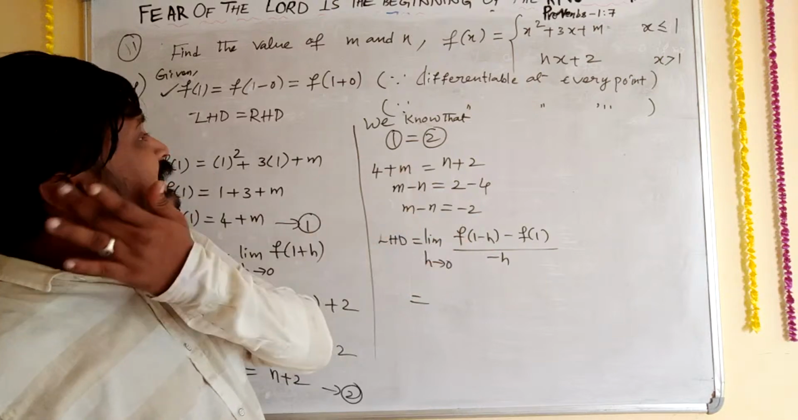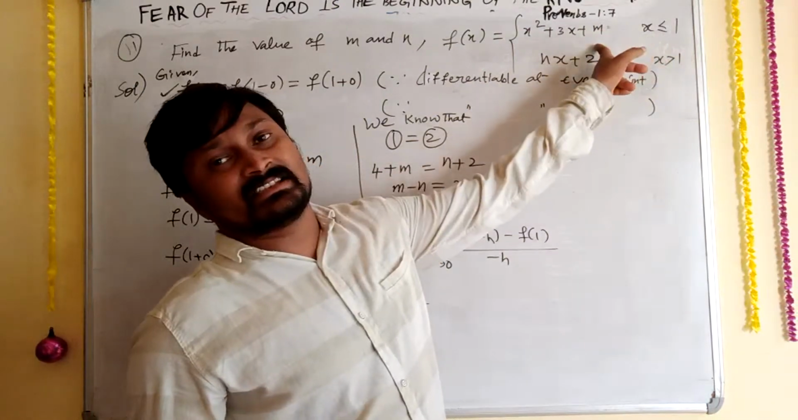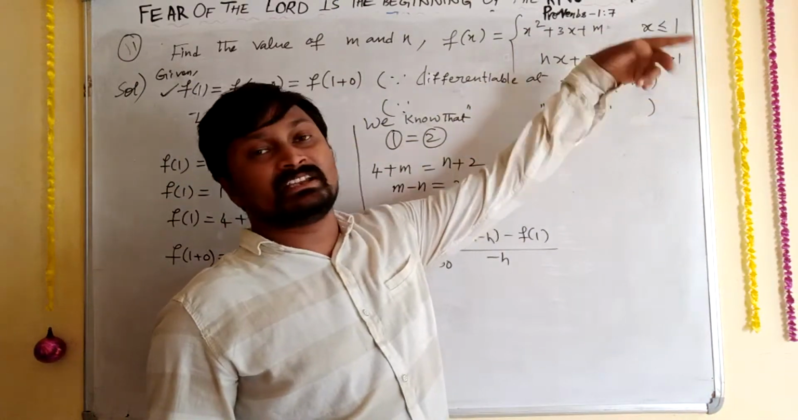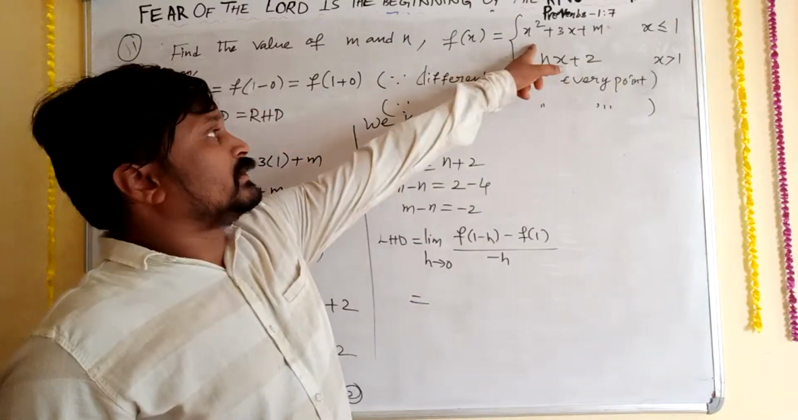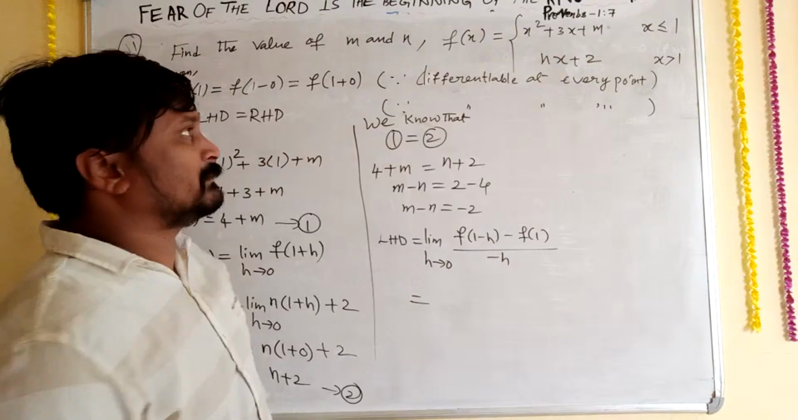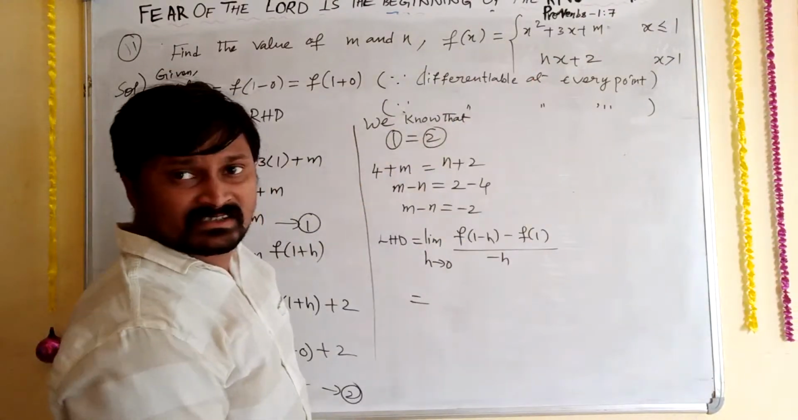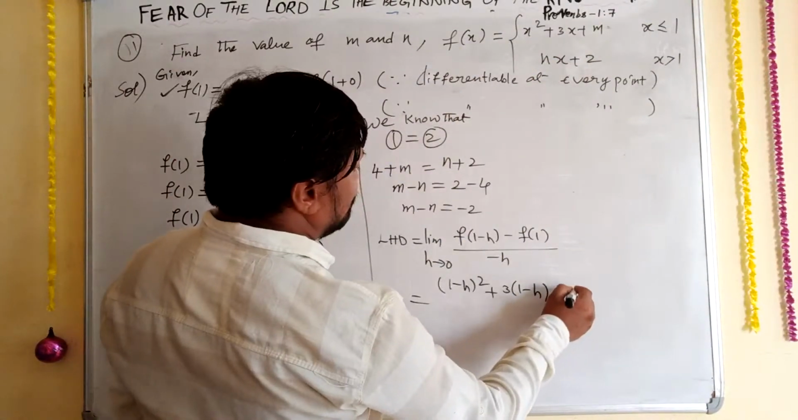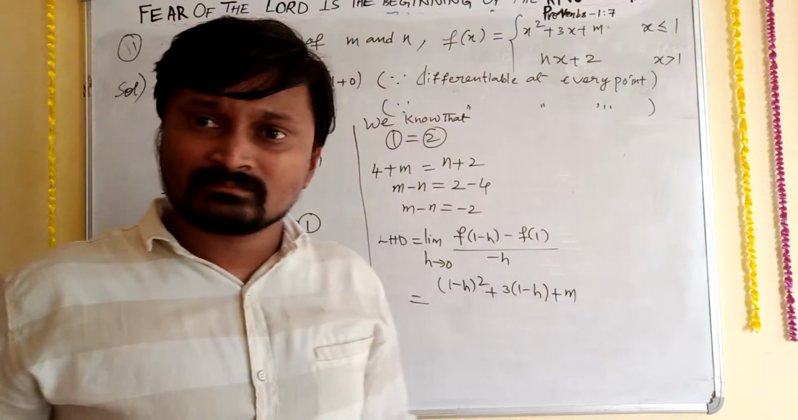Then 1 minus h, the left hand derivative. Which is the left hand derivative here? You can check. Less than 1 is the left hand derivative. Greater than 1 is called the right hand derivative. So in this place, substitute 1 minus h. Wherever x is there, substitute 1 minus h. So in the x place we are now substituting 1 minus h, plus m.